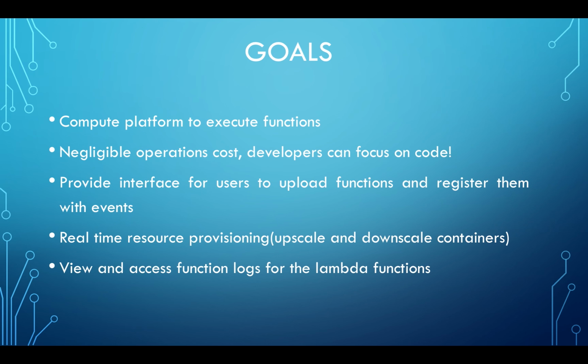Lambda on OpenStack is a compute platform that allows users to execute their functions without getting into resource provisioning or execution. This reduces their operation cost, and developers can focus only on their code and not on resource provisioning and management. It lets users upload their function, register it with an event, and get it executed when the event comes in. It also provides dynamic resource provisioning, wherein the service gets upscaled and downscaled based on the load that comes into the cluster.